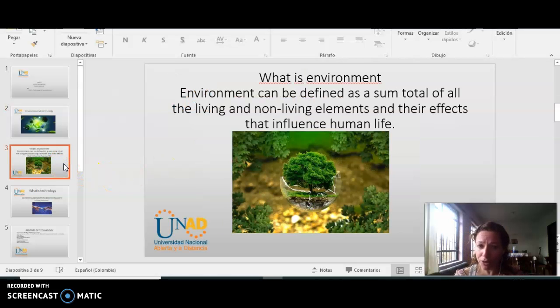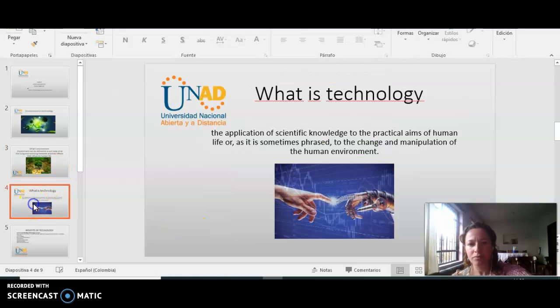What is environment? Environment can be defined as the sum total of the living or non-living elements and their effects that influence human life. What is technology? The application of scientific knowledge to the practice of human life, or as is sometimes phrased, to the change and manipulation of the human environment.